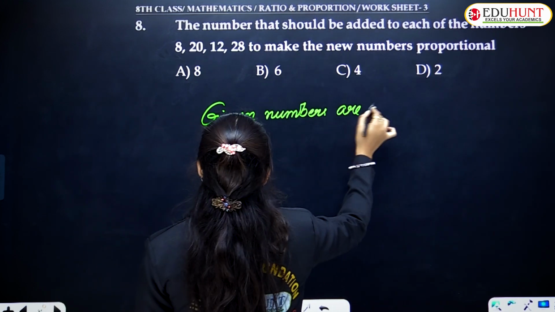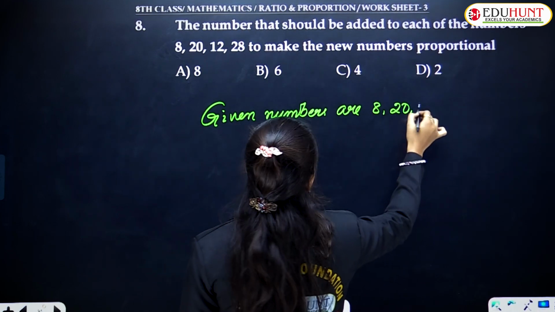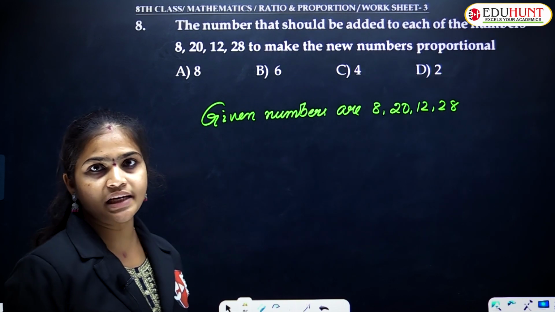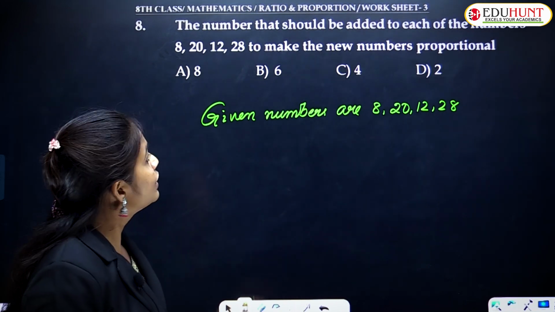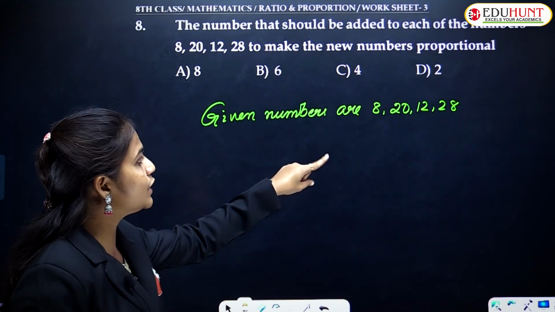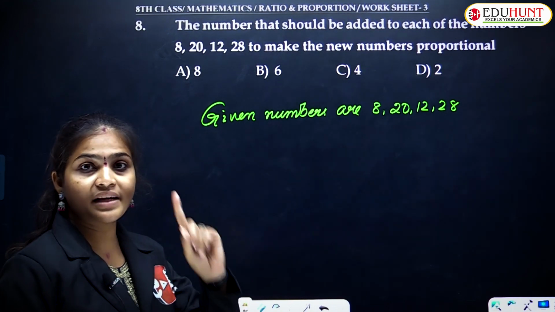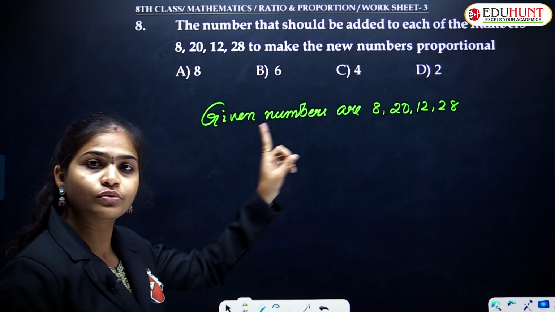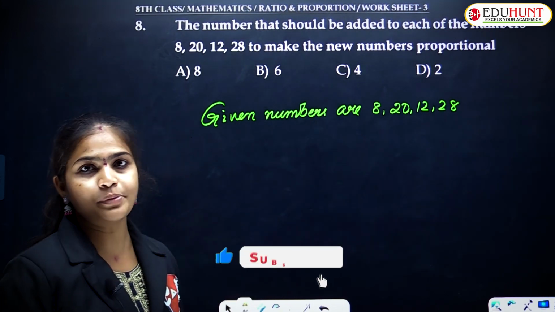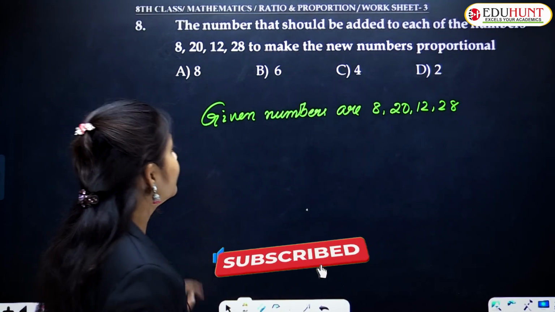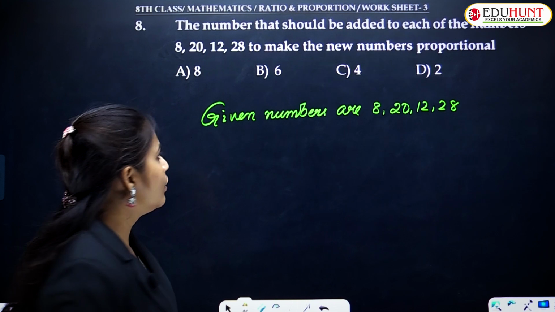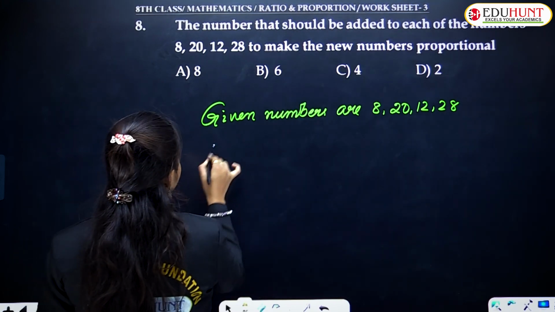Given numbers are 8, 20, 12, 28. To make the new numbers proportional. So in that question, what are they saying here? Given numbers are 8, 20, 12 and 28. The same number should be added to those 4 numbers. Then we need to make the new numbers be in proportion. Then what number do we have to add to these 4 numbers? In this way we can write the new numbers.